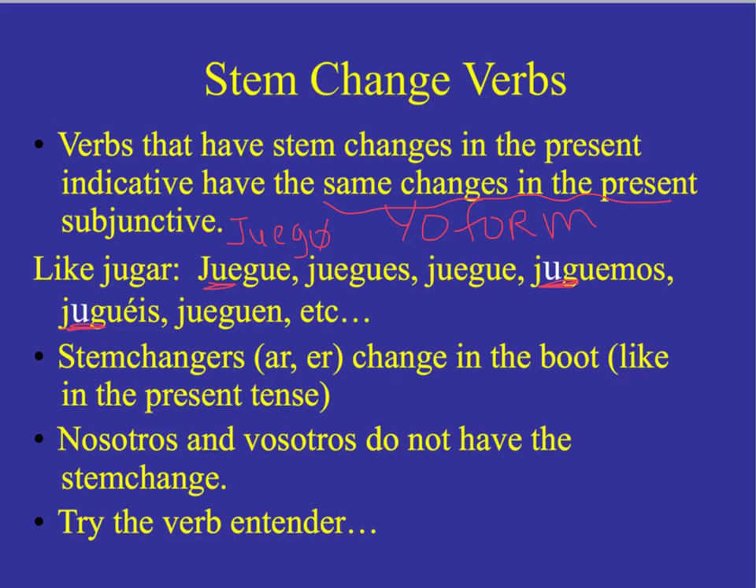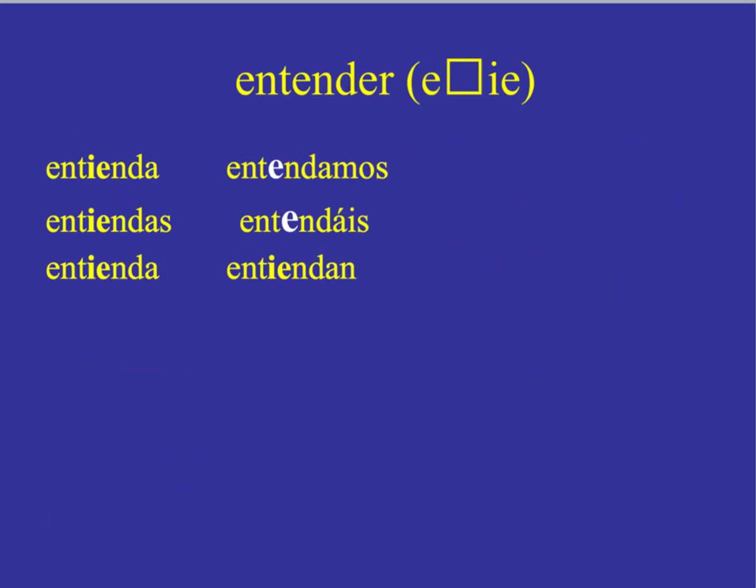Stem changers, AR and ER, change in the boot, like in the present tense. So just like when we make that change in the present tense, in the subjunctive, these two forms do not make the change. They don't get the spelling change. So nosotros and vosotros don't have the spelling change. In your notes, please try the verb entender. Entender is a stem changer that goes E to IE. Here's your answers. Notice that that stem change happens in the yo, tú, él, ella, usted, and ellos, ellas, ustedes. It is not in the nosotros and the vosotros, which are out of the boot.